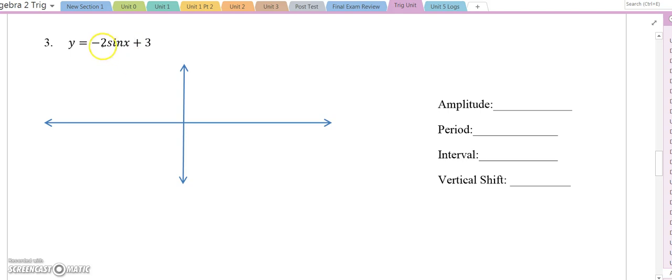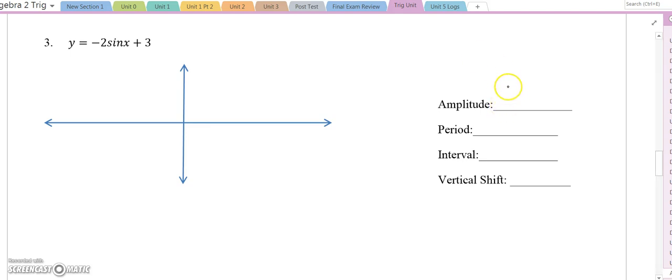Alright, now again, remember some of my problems might be in a different order on your paper, so just feel free to cross them out and rewrite them so that yours can match up with mine. Okay, let's try this third problem, y equals negative 2 sine of x plus 3.